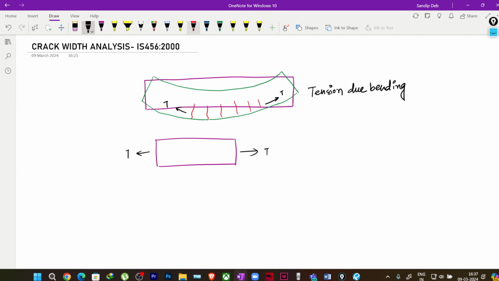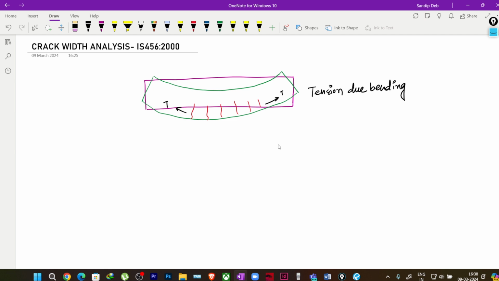In this case also, as the concrete is not capable of taking tension, cracks will generate, right? So cracks due to direct tension, and how you can calculate the crack width for those cracks, is not given in the IS 456-2000 code. So just for your clarification, if you get any condition where you are getting direct tension, you should not calculate the crack width using this particular methodology.